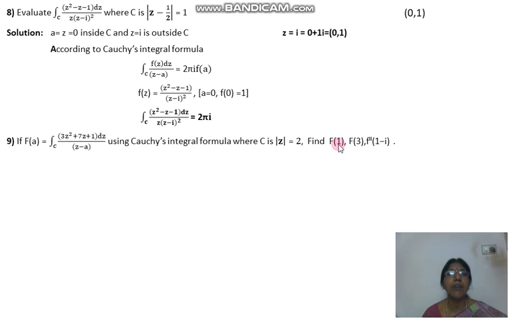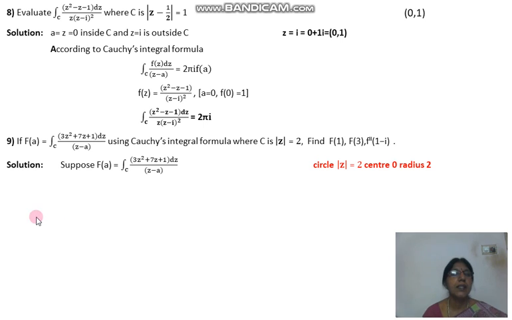That means put 1 in capital F. If we put a in capital F, below there is z minus a. F of 1 is what we need to find. So F of 1 means below we get z minus 1. Now we see this one. Suppose F of a is equal to this one, as given.